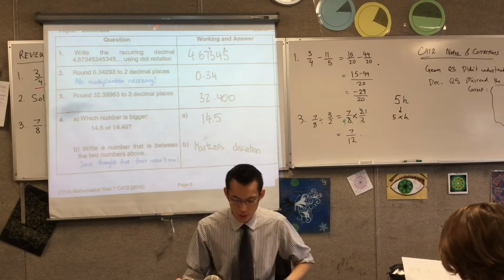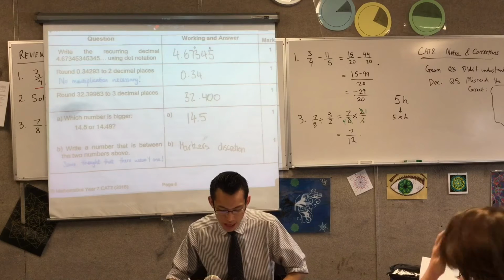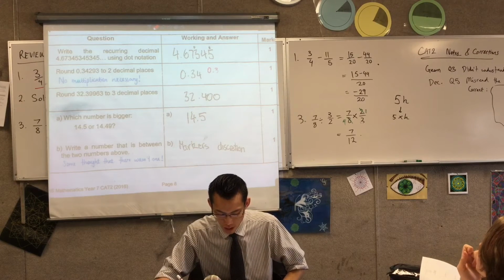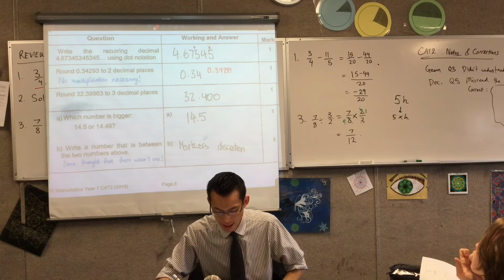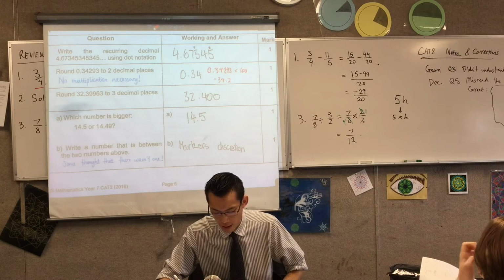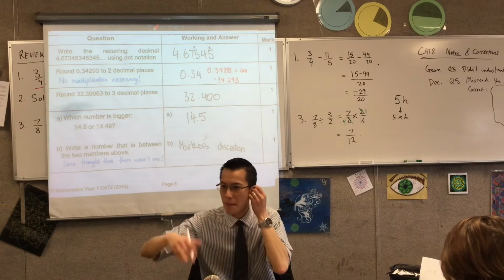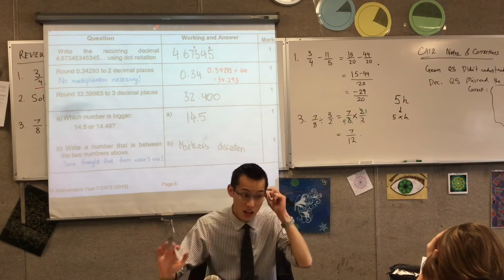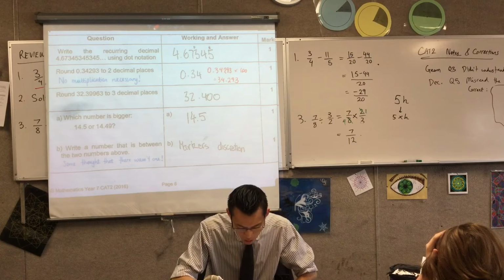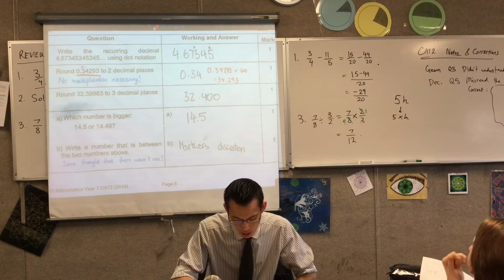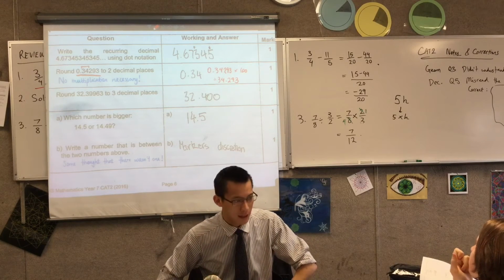Some people saw number 2, which says round, and what they wrote was this: 0.34293 times 100 is 34.293. Now, there's an issue of confusion there, right? This is not about multiplication. Don't change the number. Just tell me what this number is with only 2 decimal places of accuracy.